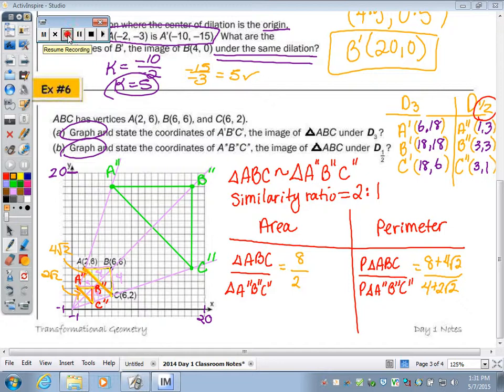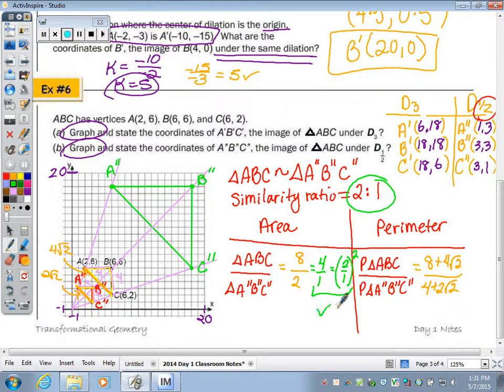Okay, so we took a minute, we paused, found the areas, found the perimeters, and those are the ratios. What does the ratio 8 to 2 reduce to? 4 to 1. We said in the previous unit that the ratio of the areas was supposed to be equal to that similarity ratio squared. Is this true?